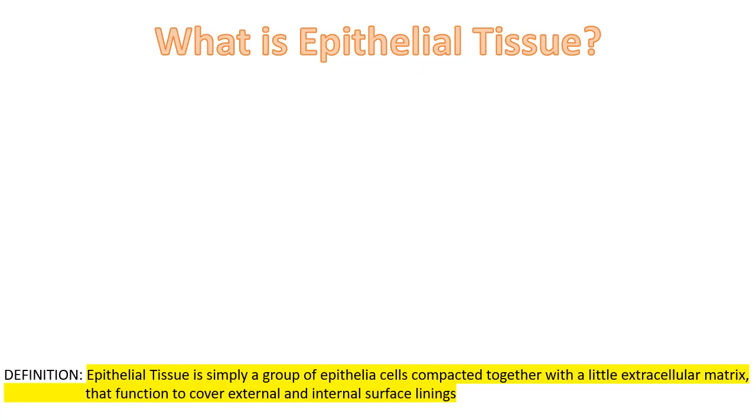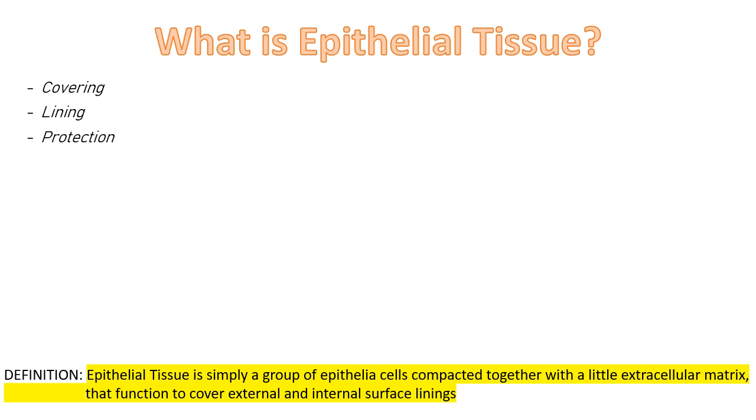So what is epithelial tissue? By definition, epithelial tissue is simply a group of cells, since a tissue is a group of cells, right? So this is a group of epithelial cells that are compacted together with little extracellular matrix that function to cover external and internal surface lining. So when you think of epithelial tissue, think of covering, lining, protection.